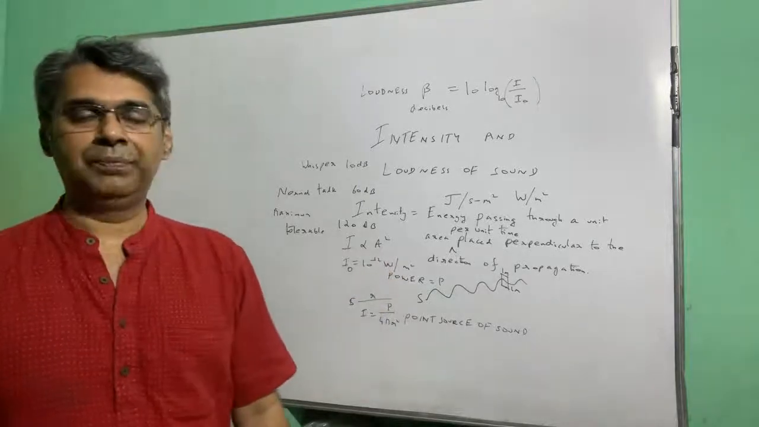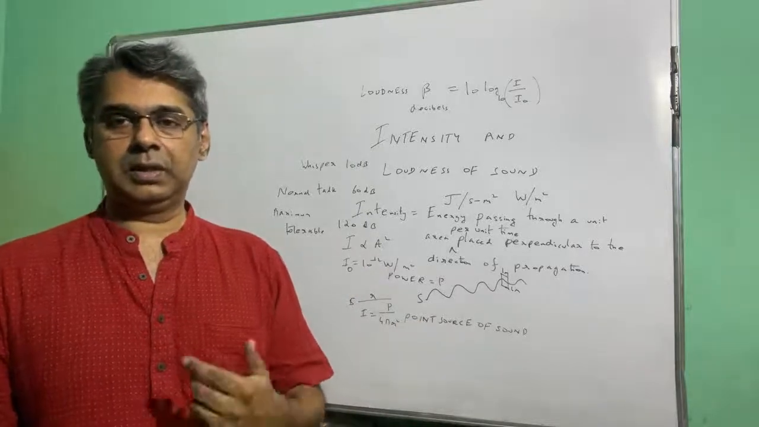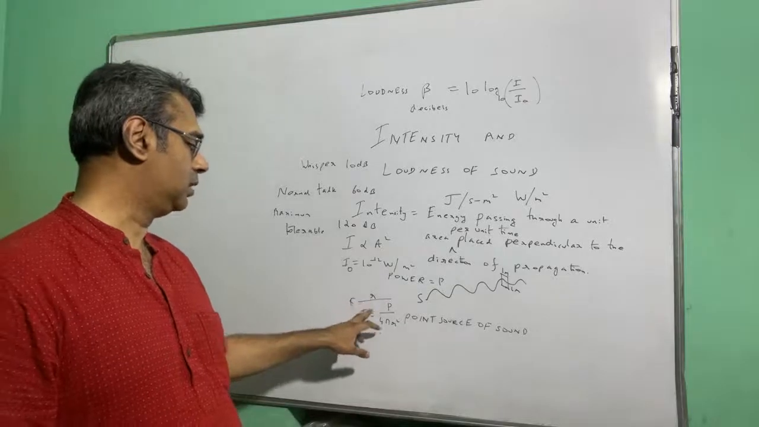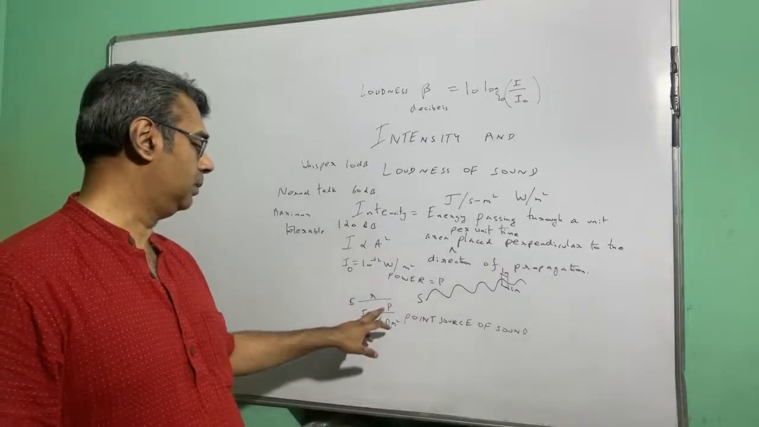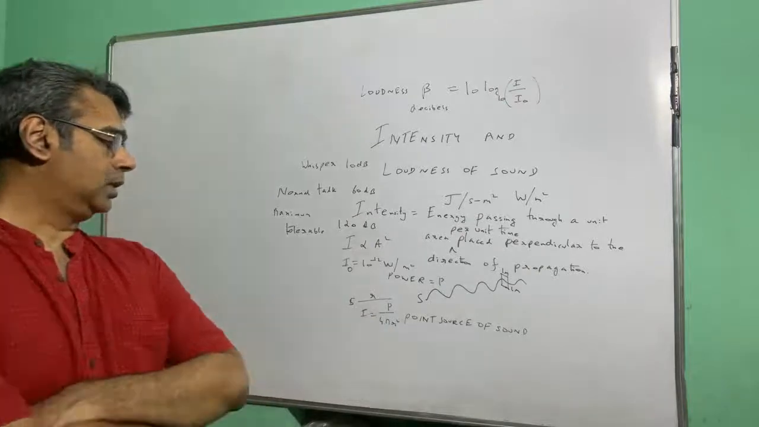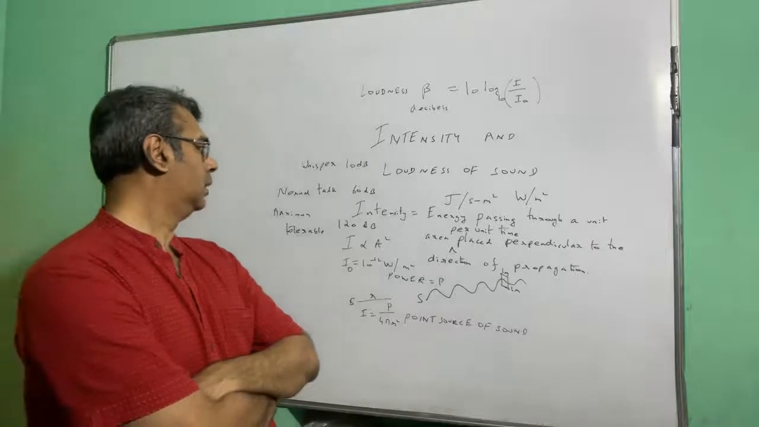which is really low. Intensity is relatable to the wave nature of sound, in that it is proportional to the square of amplitude. If you have a point source of sound, at a distance r the intensity will be the power of the speaker divided by 4 pi r square. So this is the value of the intensity, power by 4 pi r square.